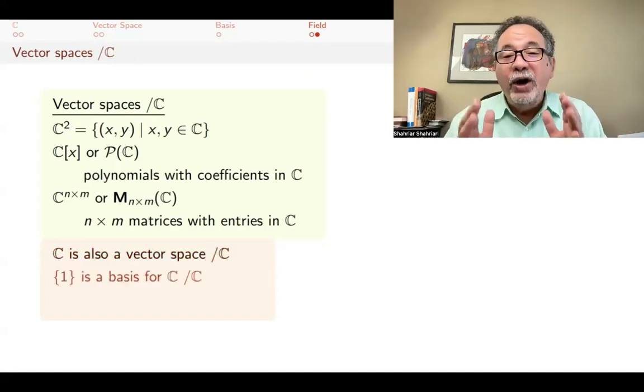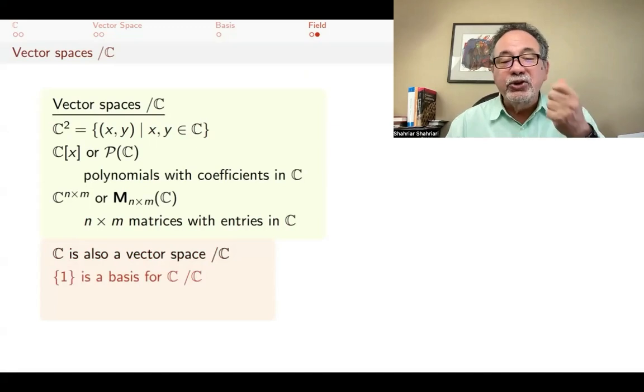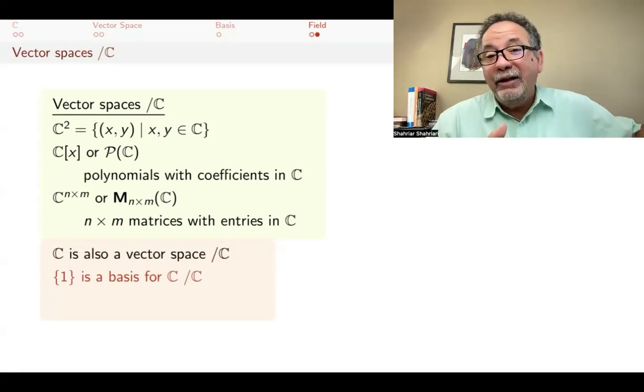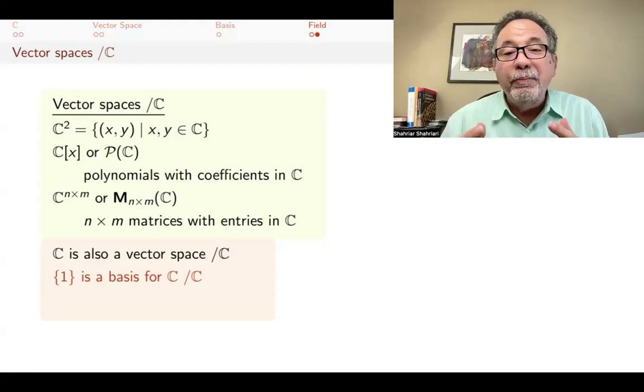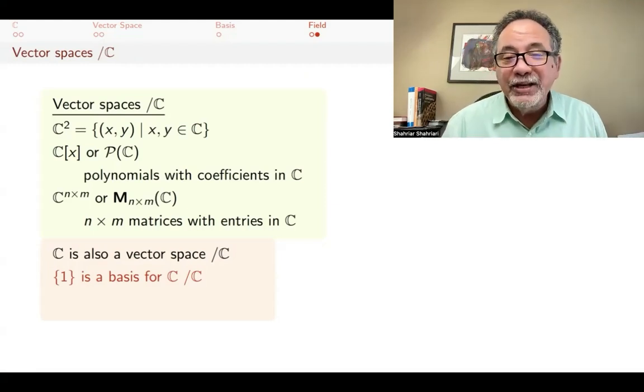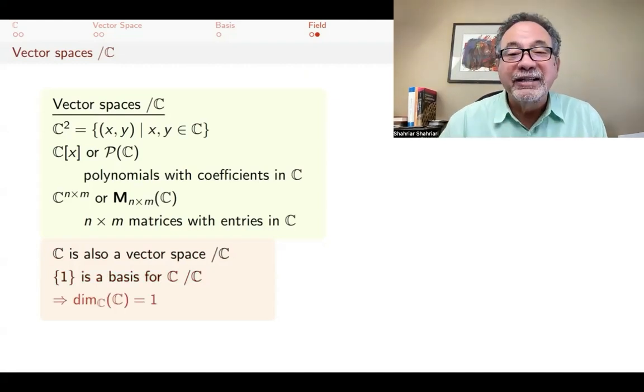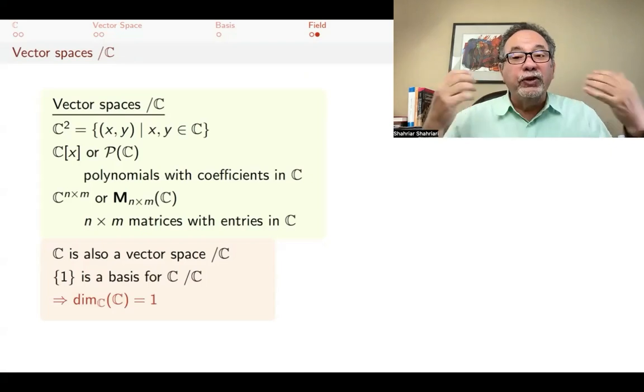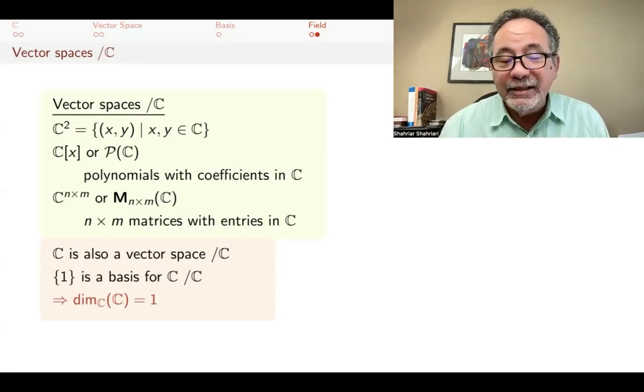In that case, 1 alone is the basis for C, because using 1, you can multiply by scalars. Now the scalars are complex numbers. So for example, you can multiply 1 by i and get i. And by just multiplying 1 by scalars, you can get all of C, and therefore the dimension of the complexes over the complexes is 1. The dimension of the complexes over the reals was 2, but over the complexes is 1.